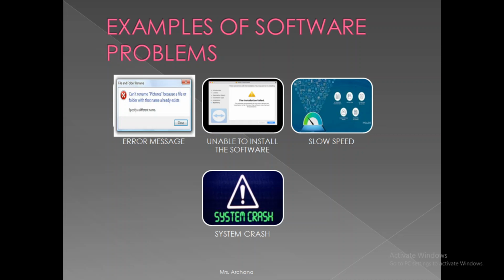Sometimes you may notice a message that installation failed. That means unable to install the software. Third, slow speed. While working on a particular software, you may notice that it operates very slow. Fourth is system crash. That is when an operating system stops functioning properly.